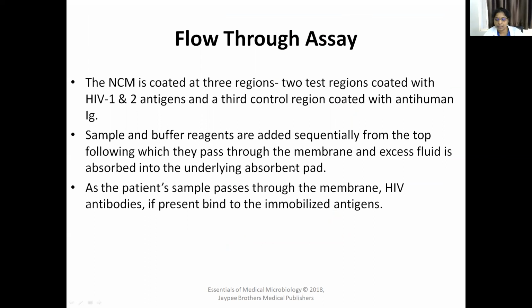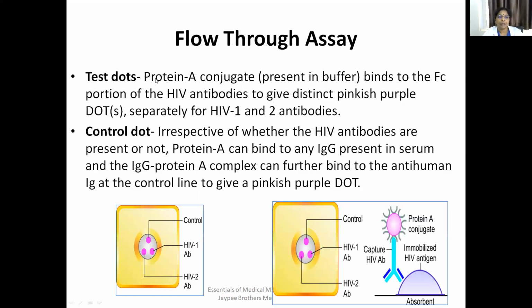So below the nitrocellulose membrane there is an absorbent pad. As the patient sample passes through the membrane, HIV antibodies, if present, bind to the immobilized antigens present in the nitrocellulose membrane. That is the concept of flow-through assay. What is happening in the test dot? Protein A conjugate present in the buffer binds to the HIV antibody present in the sample to give a pinkish purple dot separately for HIV-1 and HIV-2 antibodies.